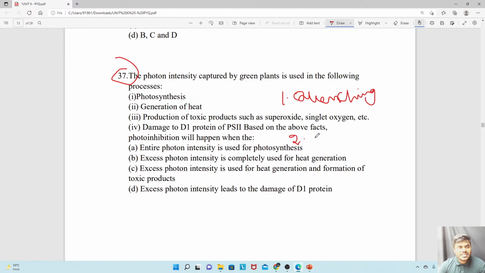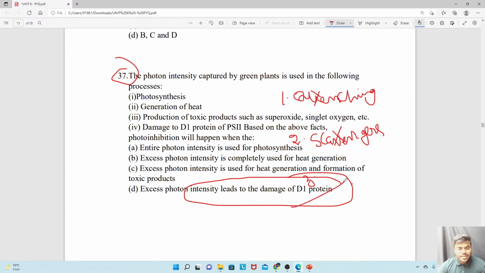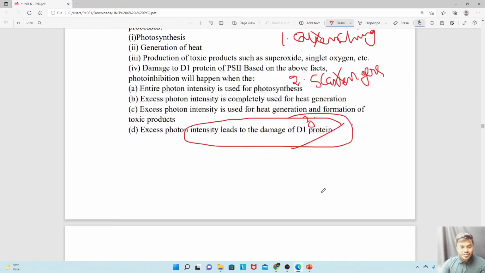Second one is what, friends? Scavenger molecules, like carotenoids, ascorbate, all these. Then finally, what happened? If these two defense mechanisms fail, immediately what happens, friends? Excess photons will directly go and damage the D1 protein.